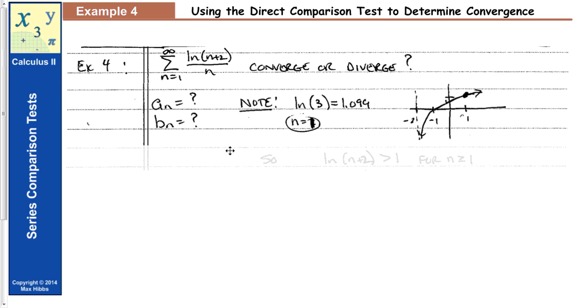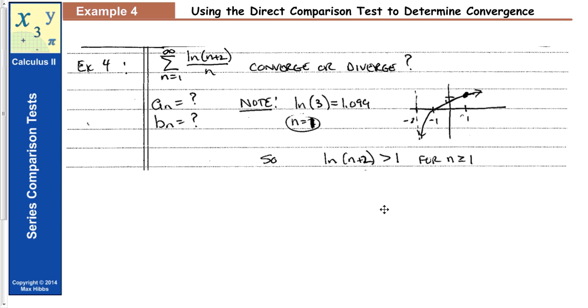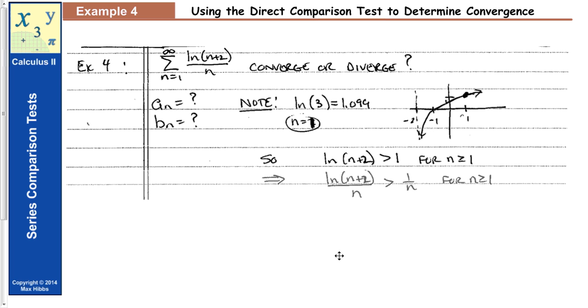Now, why am I interested in that? Well, here's why. Now I know that the natural log of n plus 2 is bigger than 1 for all n's that are greater than or equal to 1. And that allows me to make a comparison. Look at what I've done. The natural log of n plus 2 is bigger than 1. So if I divide both sides by a number that is positive, then this fraction has to be bigger than this fraction.